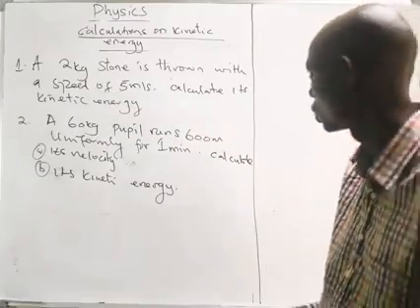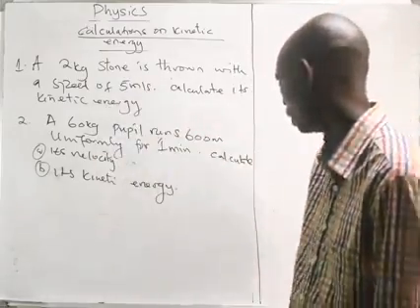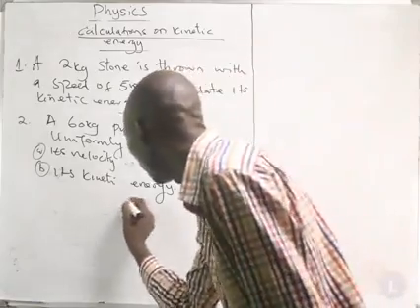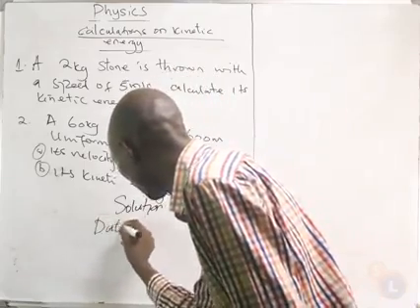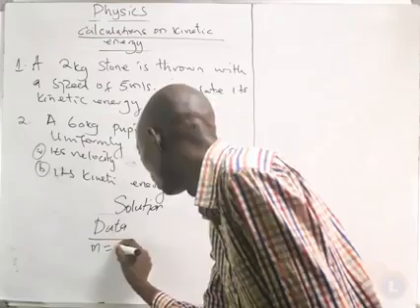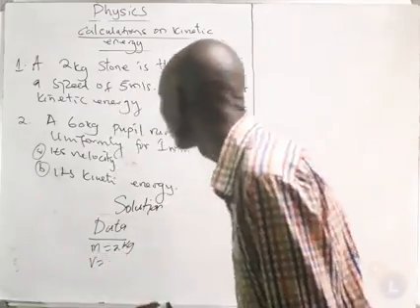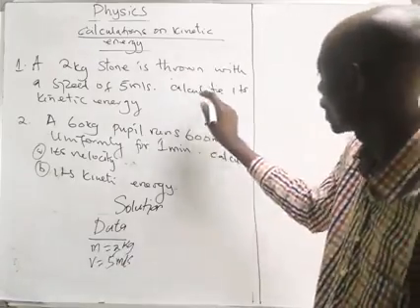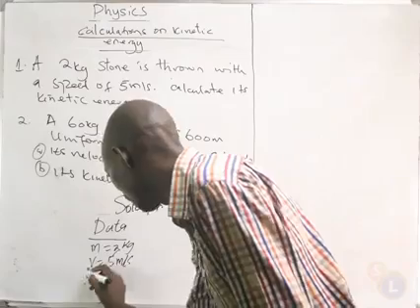We are told a 2 kg stone is thrown at a speed of 5 meters per second. Calculate its kinetic energy. So they are looking for kinetic energy. Our data in this way will be, what else are we given? We have got a mass. Then we have got the speed, which we can call velocity, which is 5 meters per second. What are they calculating for? Kinetic energy. That is KE.